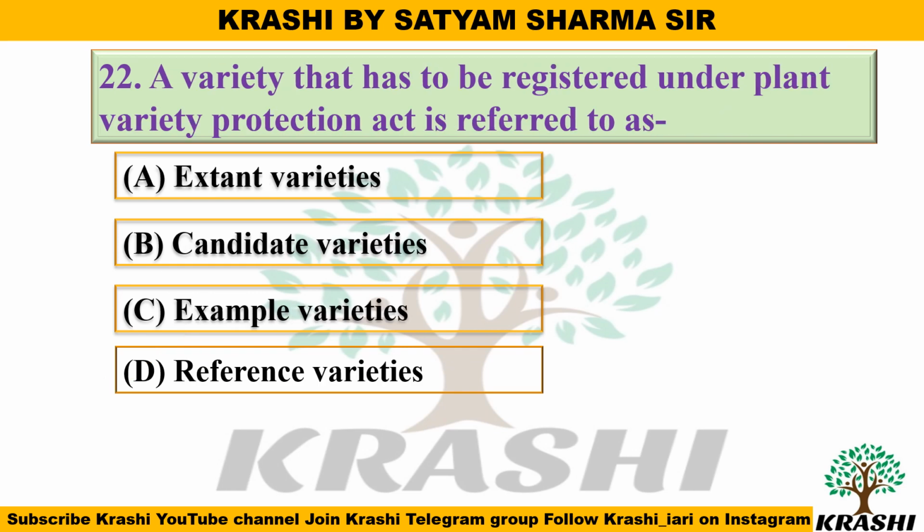A variety that has to be registered under the Plant Variety Protection Act is referred to as an extant variety.